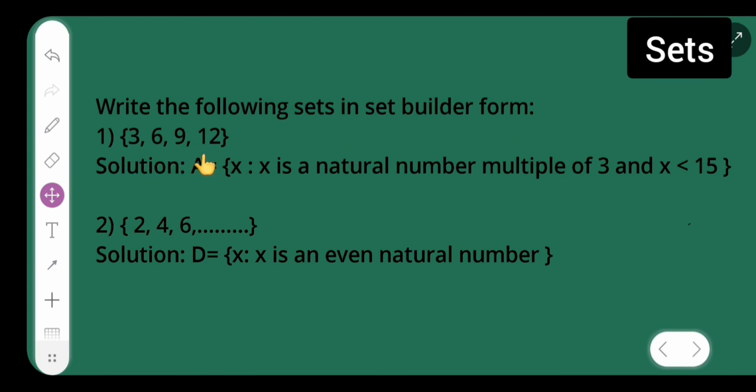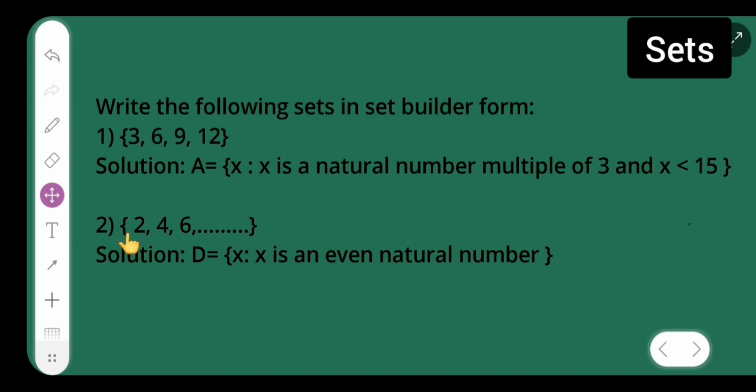3, comma 6, comma 9, comma 12. Okay. Now I have to write this in a set builder form. Now these are natural numbers. Okay. But they are multiples of 3, like 3 ones are 3, 3 twos are 6, 3 threes are 9. So it is a multiple of 3 and x is less than 15, okay? After 12, what is there? 13, okay, 15, right? 3 fives are 15. So x is less than 15, you all have to write.